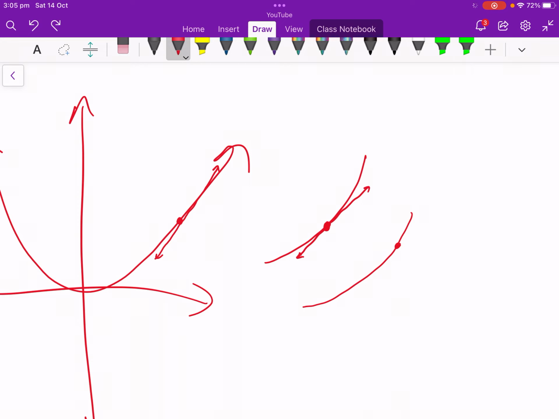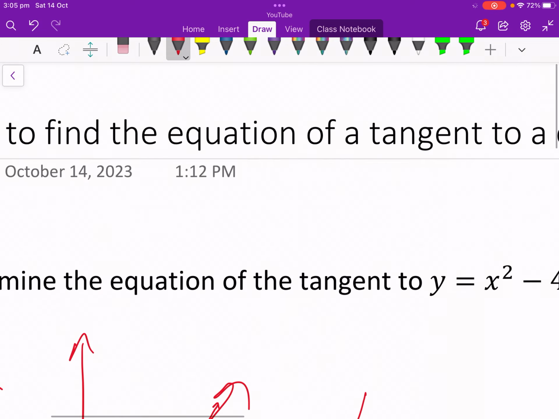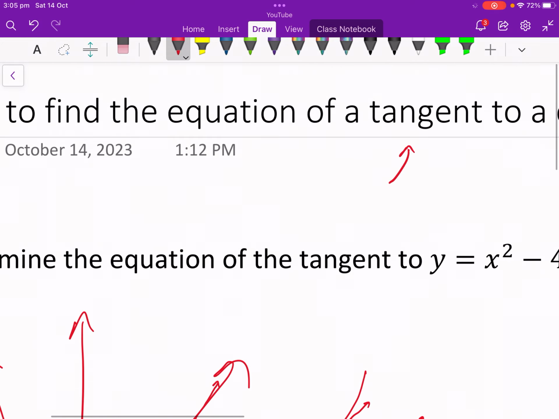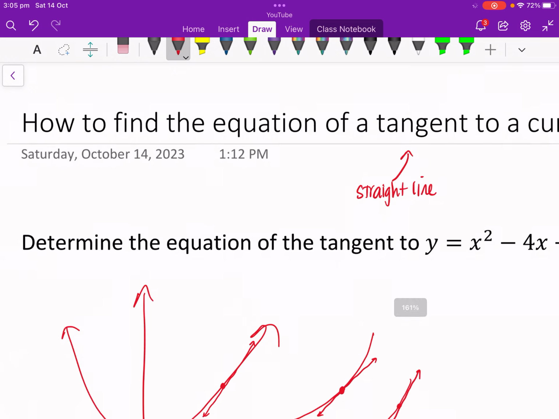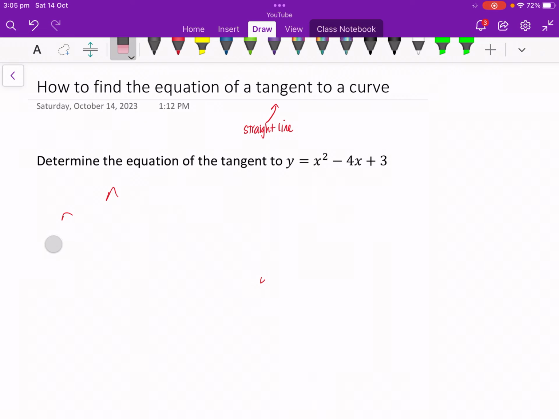So sometimes they would say, if there's a tangent, that straight line is just going to touch that point. But just remember, a tangent is another word for a straight line. It just so happens that that straight line touches a specific point on another graph. So it's a straight line. Ignore my terrible drawings. I'm so sorry. All right, here we go.